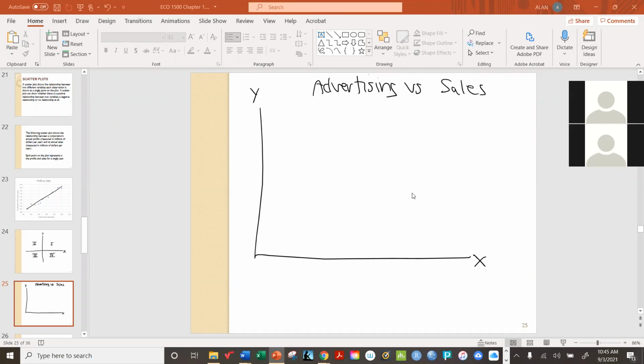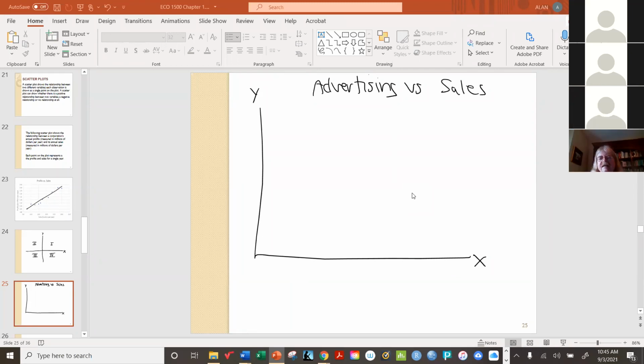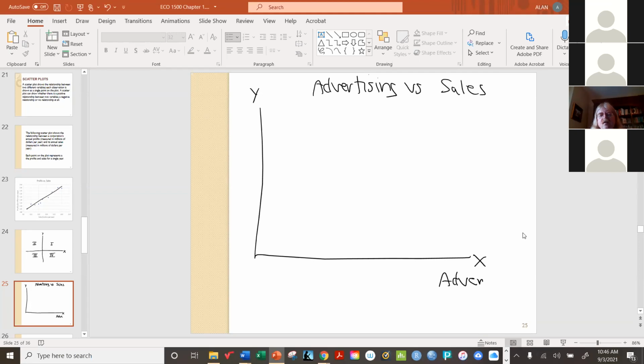I think that the advertising would be the independent variable, and I think the sales would be the dependent variable. Okay, I see. Devin, I didn't notice your hand up. Did you want to say something? I was going to say the exact same thing that he said. Excellent, excellent. Okay, so the whole point of this is that presumably your sales will depend, at least to a certain degree, on your advertising.